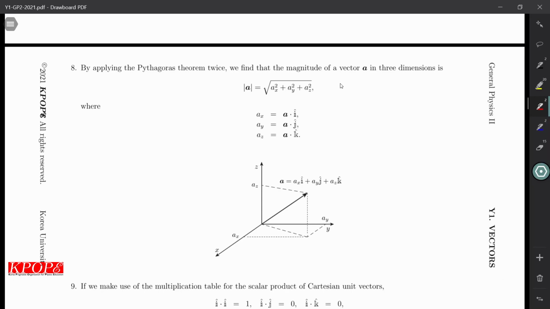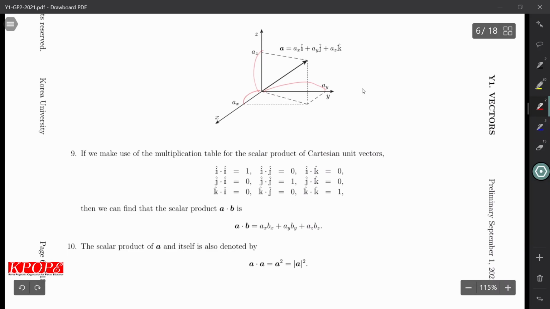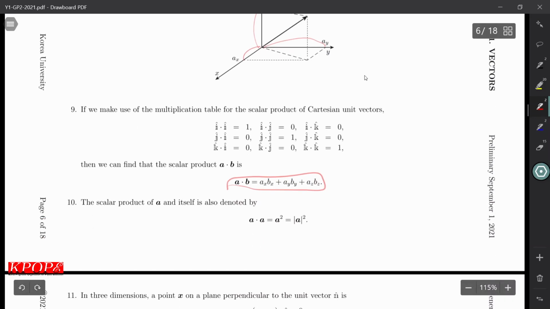Here we have the three-dimensional case. Ax is the x component of vector A. Ay is the y component of the vector. And az is the z component of the vector A. As I already told you, the scalar product between two vectors can be expressed as a sum of products of each component. The scalar product of a vector with itself is a square, and the square is the square of the magnitude. A vector square is defined by the scalar product with itself, and that is just the same as the square of the magnitude.